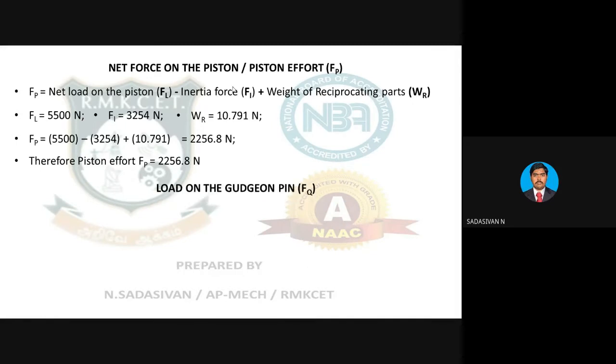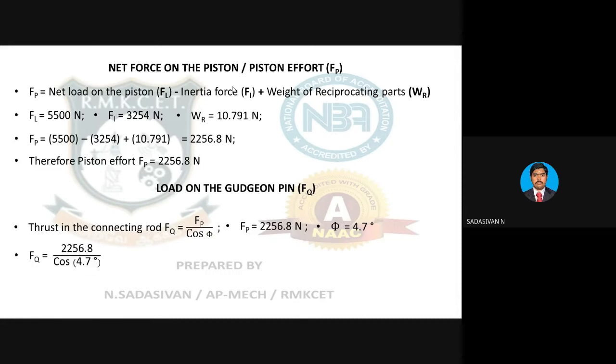Next is your load on the gudgeon pin, FQ. Thrust in the connecting rod equals FQ equals FP by cos phi. Very simple, both the values I know. FP I know, 2256, just now I have found out, and phi is 4.7 degree, which I have already found out using sin phi equals sin theta by n. Now I substitute the values: 2256.8 divided by cos 4.7 degree. Try to do the answer.